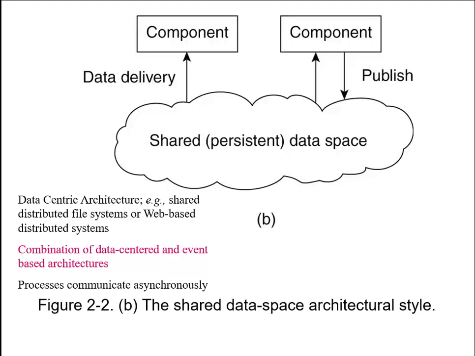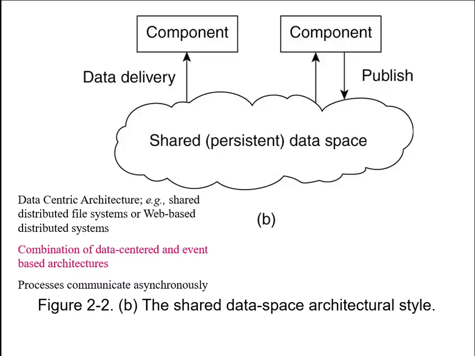But mostly when we look at different websites, they are passive. So we can have a hybrid architecture, which is the combination of data-centered and event-based architecture. We already stated that in event-based architecture there is no shared repository. So what is happening here? There are two components, and there is a shared repository. This means that the system is a hybrid architecture, a combination of data-centered and event-based.